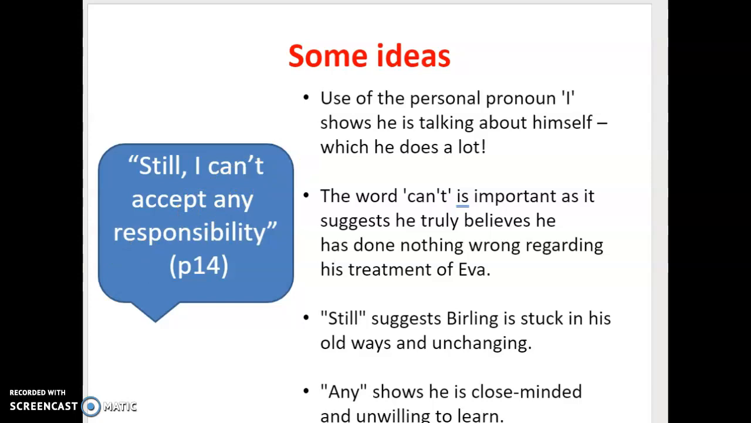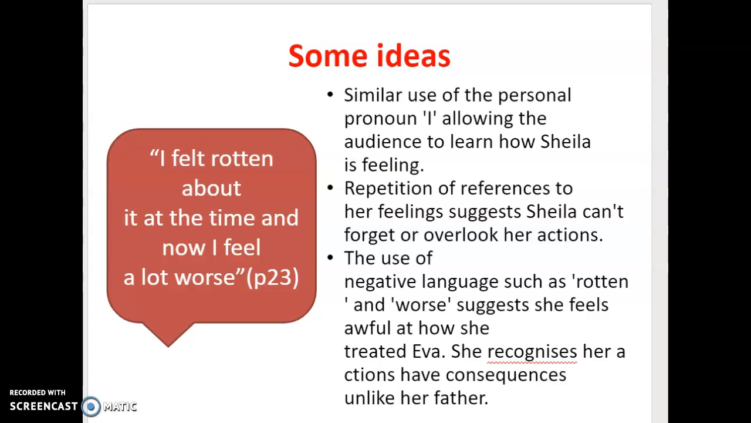I will show you one more example, and this is a quote by Sheila. "I felt rotten about it at the time, and now I feel a lot worse." Obviously, we have a contrast here, and the use of the personal pronoun "I", whereas with Mr. Birling, it was to emphasize his selfishness and ignorance. Here, it gives us an insight into how Sheila is feeling. At this point, she feels remorse. She feels bad for what she's done. She's recognizing the wrong that she's done. And the repetition of references to her feelings suggests she can't overlook what's happened. She's plagued by what she's done. The use of negative language such as "rotten" and "worse" suggests she feels awful about how she's treated Eva. She's taken a little bit of responsibility here, which is of course in complete contrast to the last quote we've just seen of Mr. Birling.